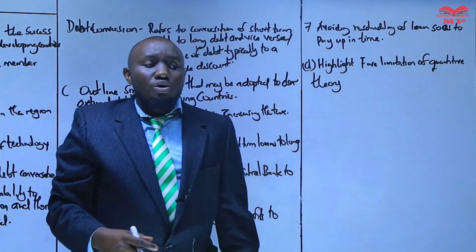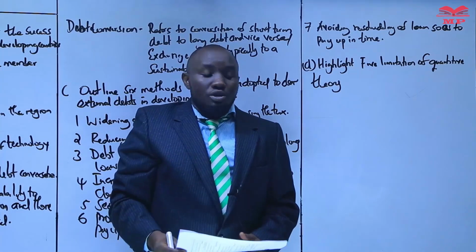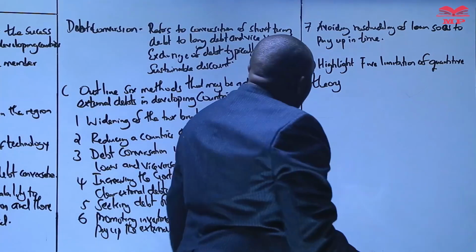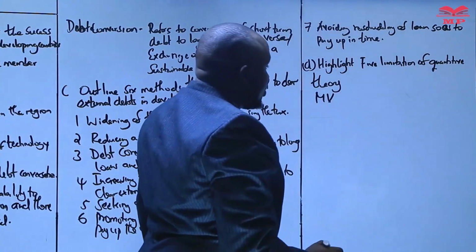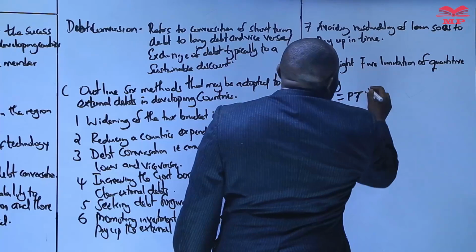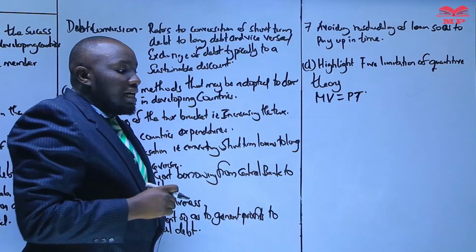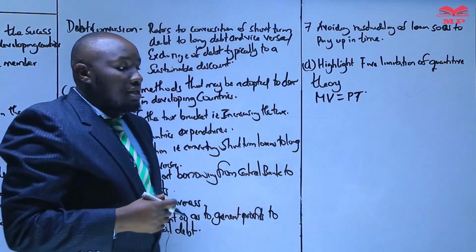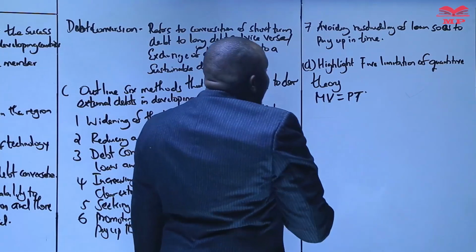So we need to understand what basically the quantitative theory of money talks about. It talks about MV, which is money supply times velocity, equals price levels times the number of transactions. A number of limitations are envisioned in this theory.